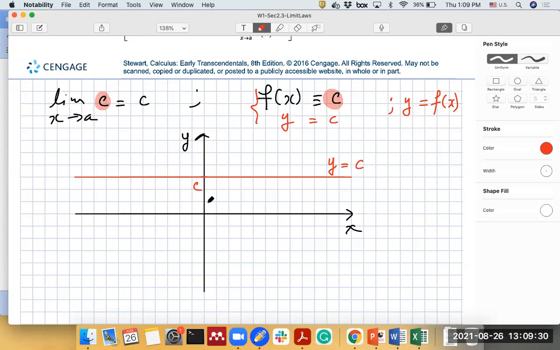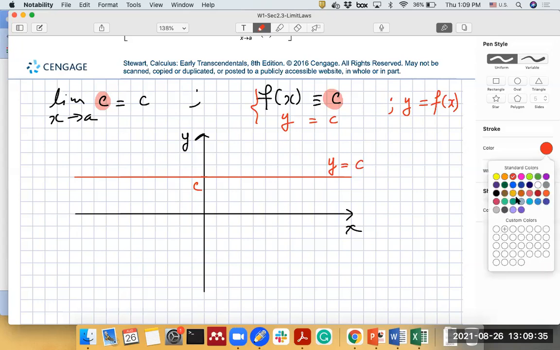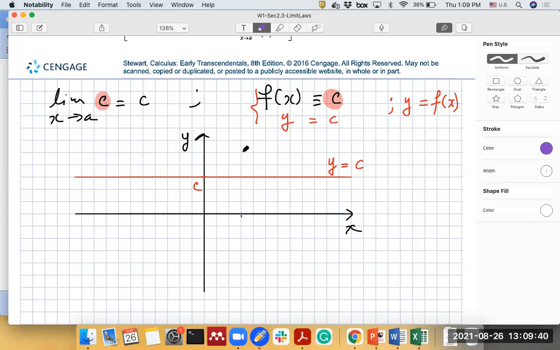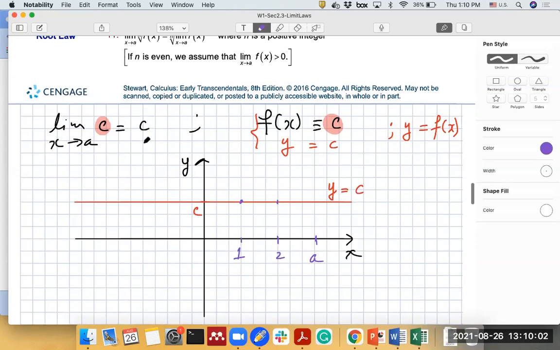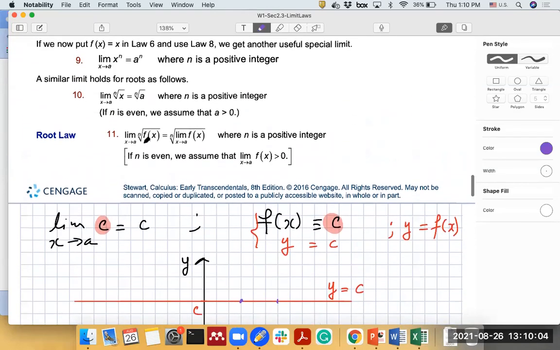See it? Great. Now we consider x approaching any value, and we have the same result. If x is 1, y will be c. If it is 2, it also gives us c here. So in general, if it is a, then the limit of this is always c. That is how you can see it in the Cartesian coordinates. So just for now, just accept this.